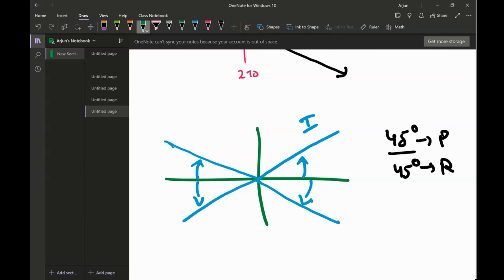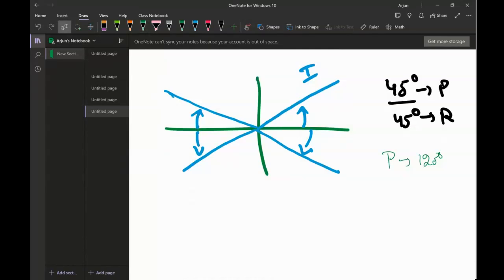Now, the situation changes if I'm in the second quadrant. Let's say I take the principal angle as 120 degrees. If I draw 120 degrees in the second quadrant, it will be like this. So this is 120 degrees. The reference angle, as I told you, has to start from the x-axis.